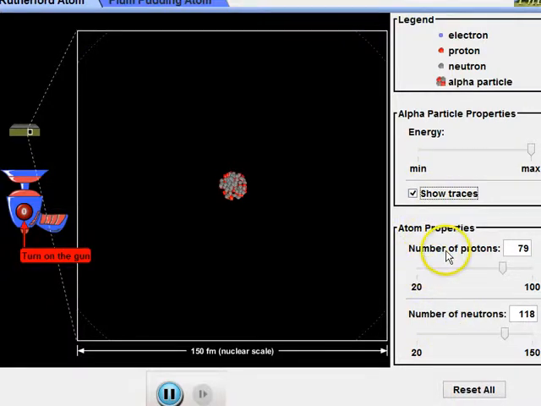And atomic properties are this. This is gold. Gold has 79 protons and 180 neutrons. And this distance that you see is 150 femtometers. A femtometer is 10 to the power minus 15 meters. That's how small that is.